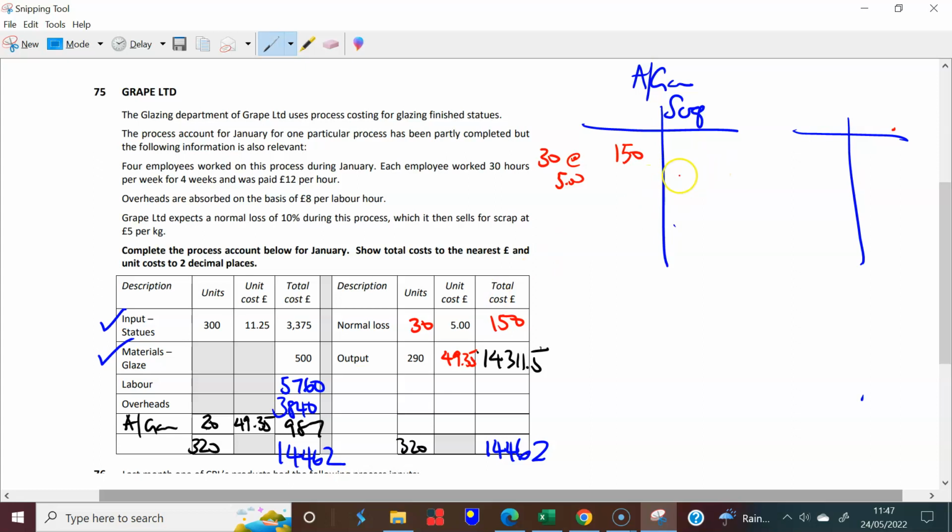But to offset this, we will now have, of course, because we're debiting the process account, we are crediting the abnormal loss account with the 20 units valued at £49.35, if you like, at 987, right?